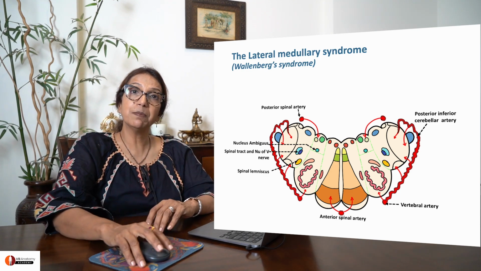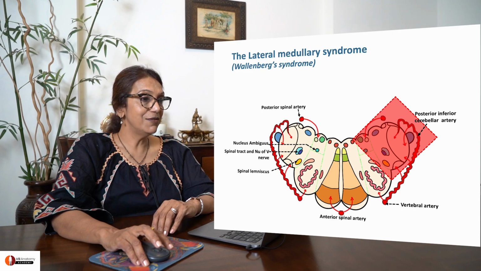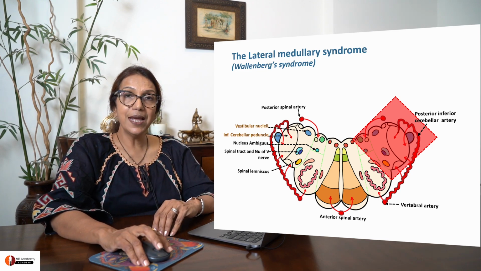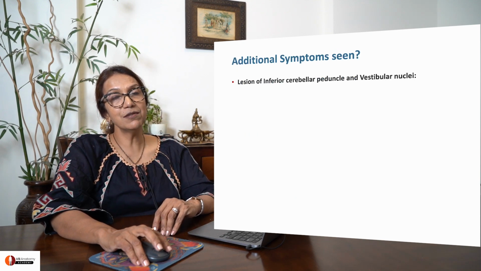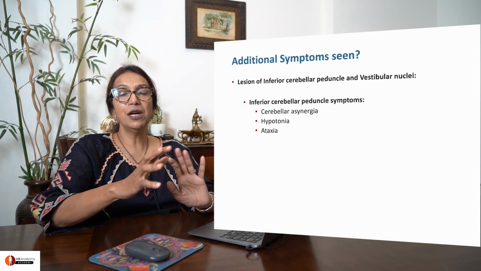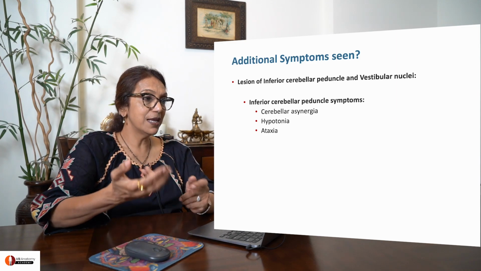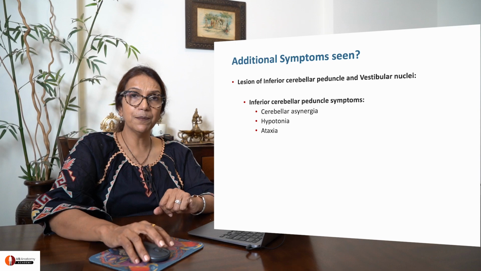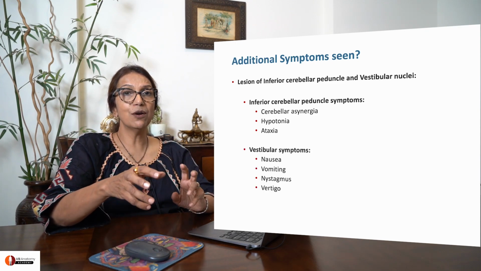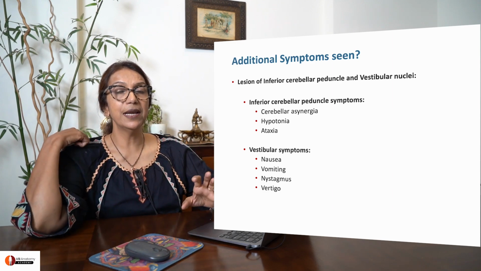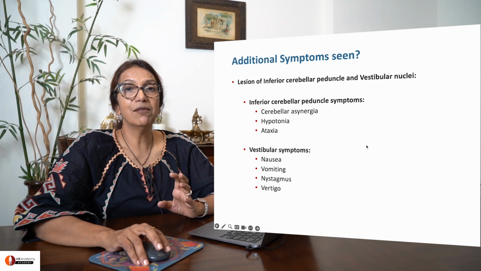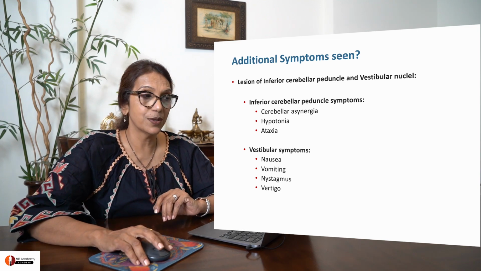Sometimes the lesion can be expanded, it can be so large, in which case the inferior cerebellar peduncle is affected, the vestibular nuclei are affected, and therefore what symptoms will the patient get? Inferior cerebellar peduncle. So you will have symptoms similar to cerebellar symptoms, cerebellar asynergia, hypotonia, ataxia. Vestibular nuclei will be affected. Patient will have vertigo, nausea, vomiting, nystagmus, which are all related to our balance, right? So all these symptoms will come in when there is a wide Wallenberg lesion.